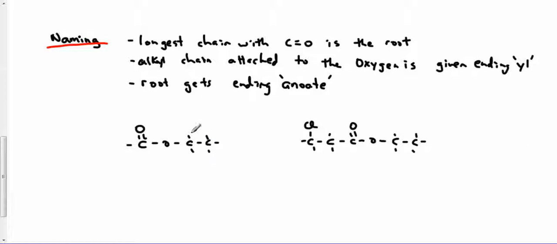Naming: we pick the longest chain with the C double bond O as the root. The alkyl chain attached to the oxygen is given the ending -yl, and the root gets the ending -anoate. So putting these into action, this thing is going to be named first. It's a branch. The thing that's attached to the O goes first. So this is ethyl. It's an ethyl group. And then this is a one-carbon root over here. So it's ethyl methanoate.